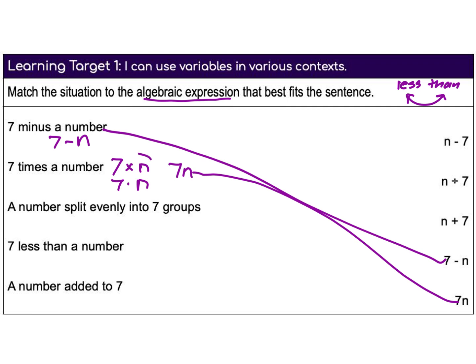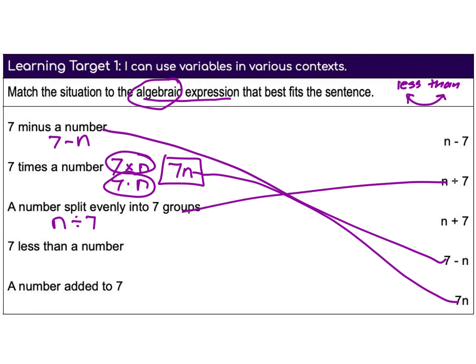Okay, so these ones aren't wrong. They're just not going to match over here because we're looking to write it algebraically. In algebra, this would be the way that we would want to write that. A number split evenly into 7 groups. Well, if we're splitting things into groups, we are dividing. So we're taking a number and we are splitting it into 7 groups. We're taking n and we're dividing it by 7.